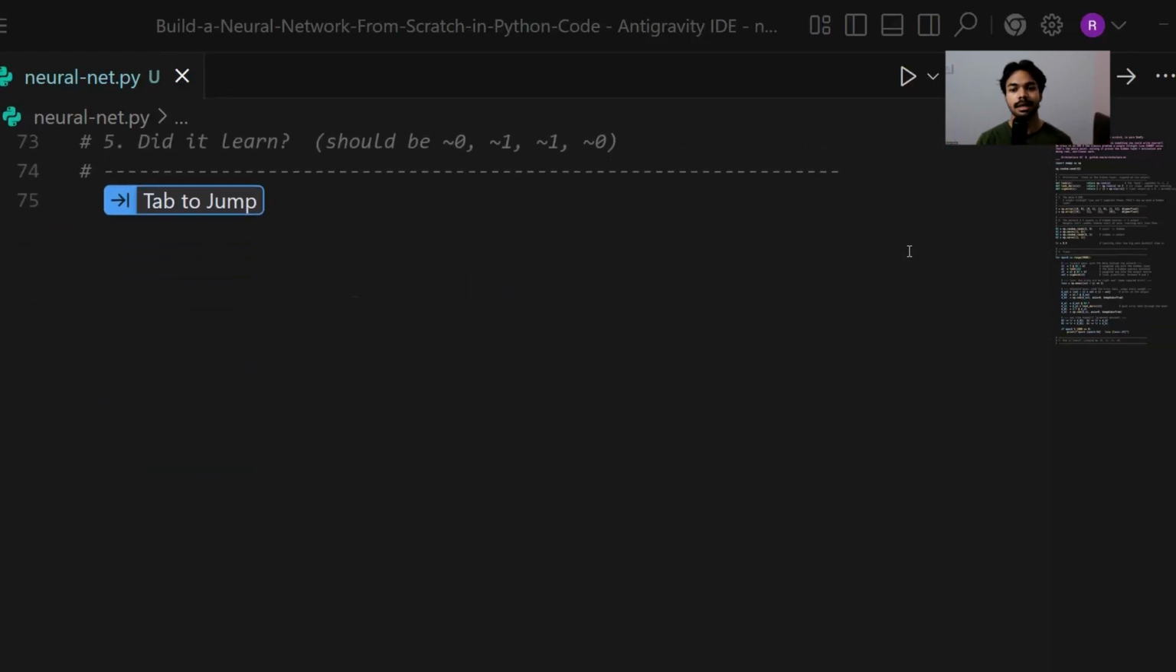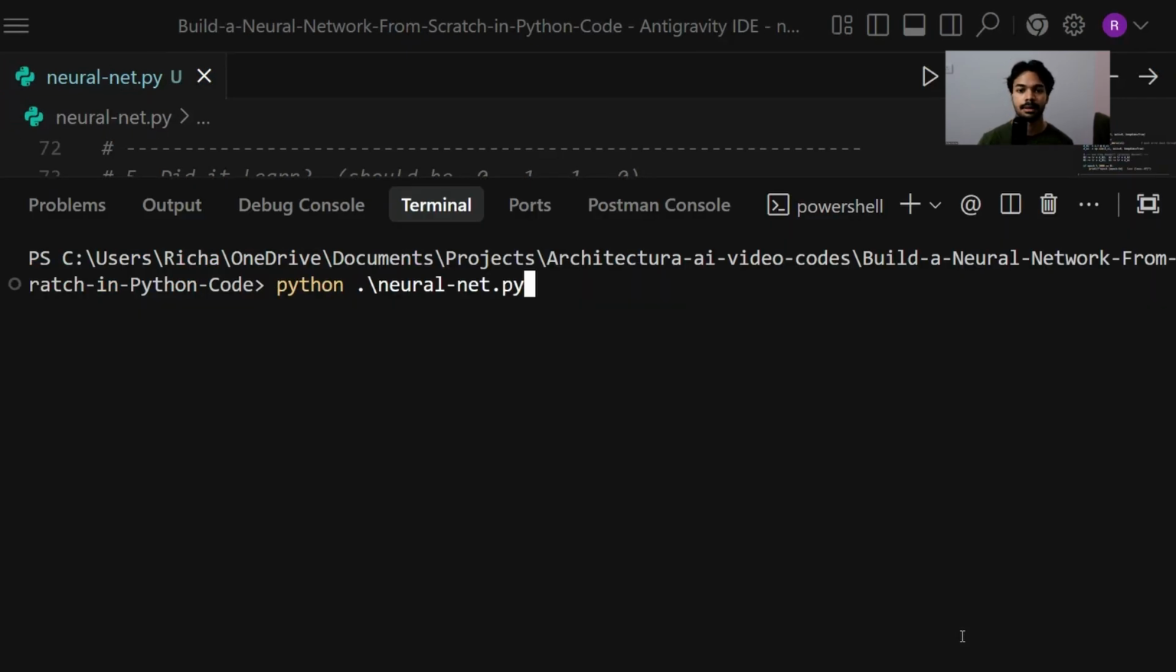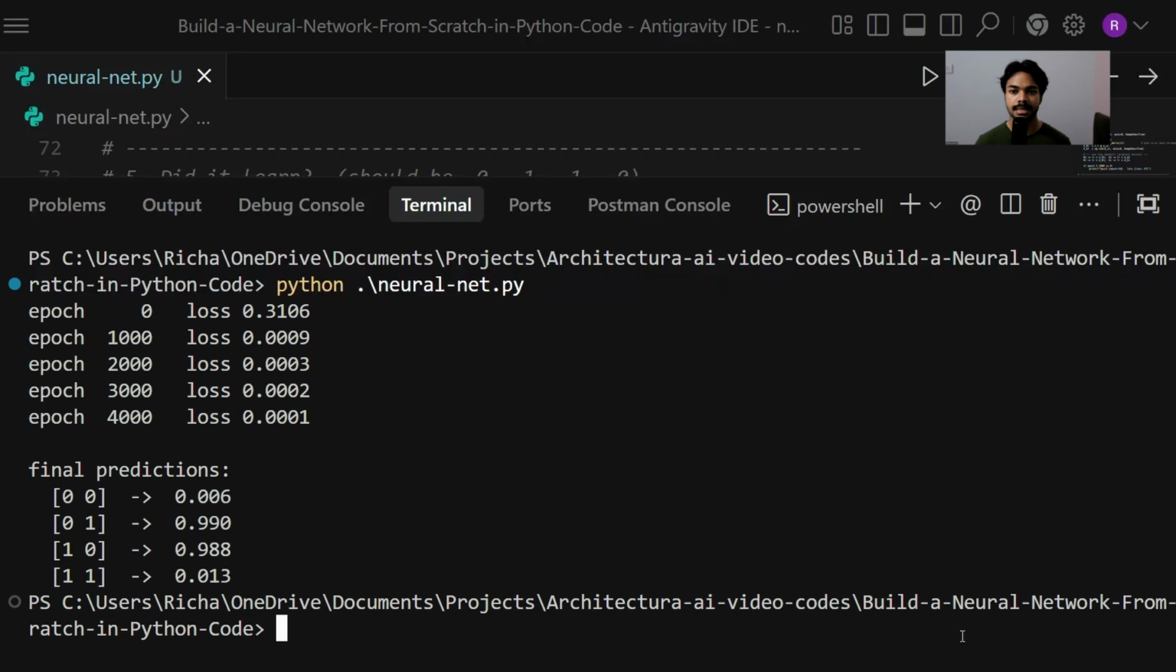Guess, measure the error, nudge everything towards less wrong, repeat it 5,000 times. That is the entire act of learning. There is nothing else hiding. So let's run it. What's the loss? It starts at around 0.31. The network is basically guessing. Then we have 0.0009, 0.0003, 0.0001. It's plummeting towards zero. That falling number is the network getting less wrong with every iteration, with every pass. That's learning happening live in a file you just wrote.